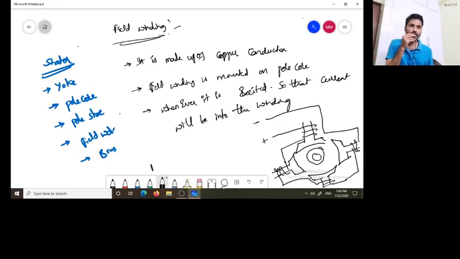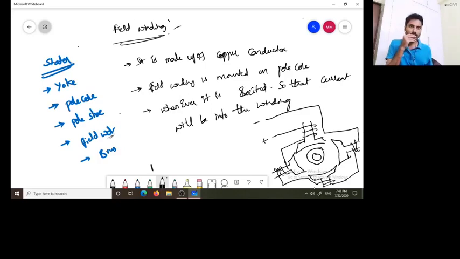Up to here, the poles we are calling the stator. Why? Because these poles are not rotating in nature. These poles are stationary. So the field winding is also wound on the stationary part, so this field winding comes under the stator.